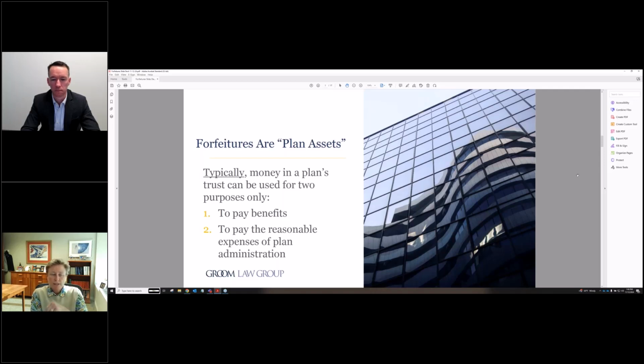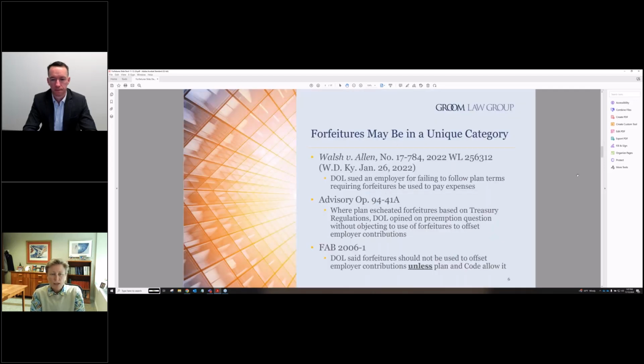So we know that that's the general rule around plan assets. And we know that forfeitures are plan assets. And we know that because they're sitting inside the plan's trust. And once money goes into the plan's trust, it's an asset of the plan. So it does make you think, well, we know that we often use forfeitures for other things. Like why is that okay? Let's go to the next slide and talk about that a little bit.